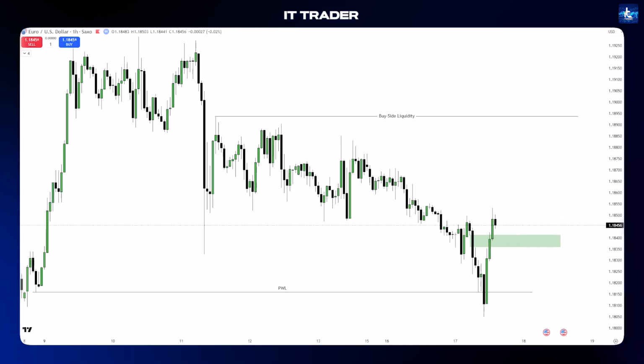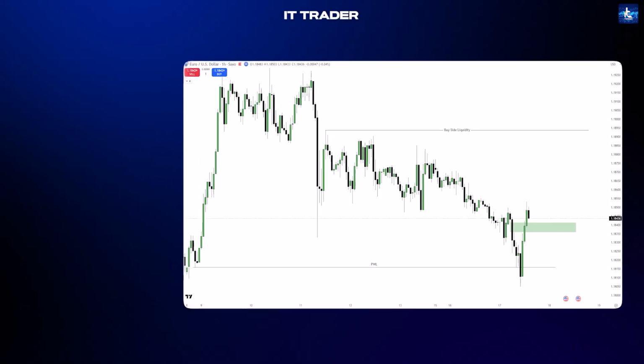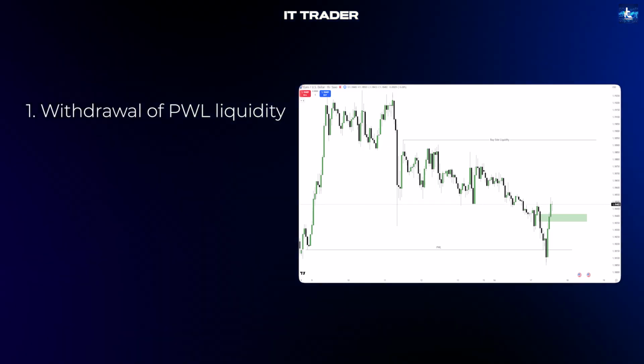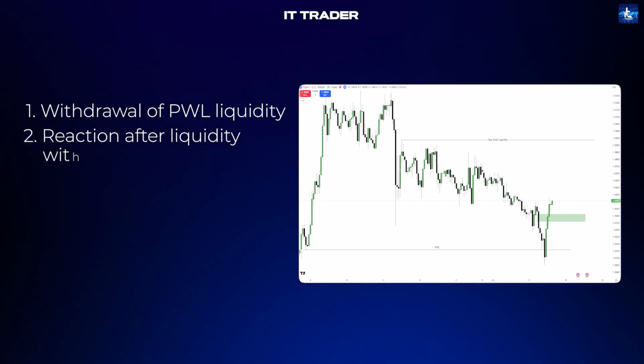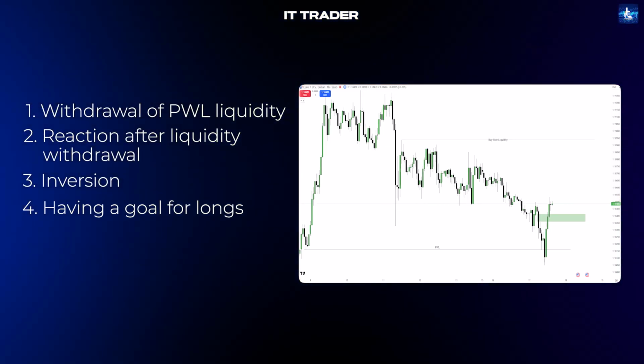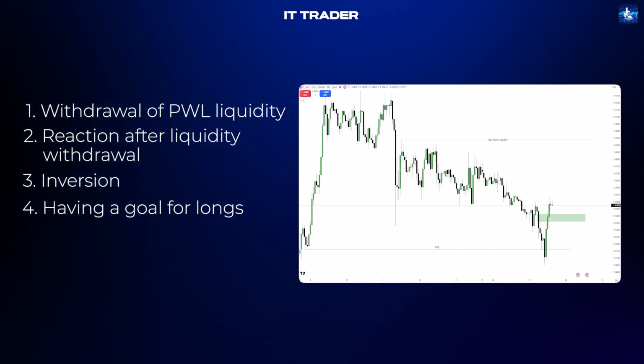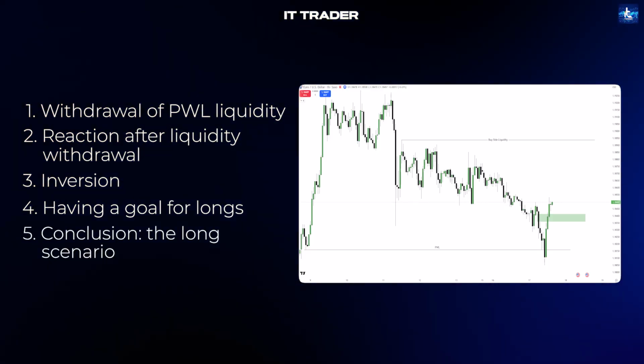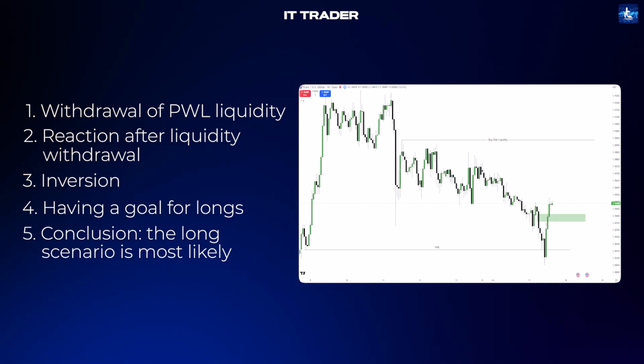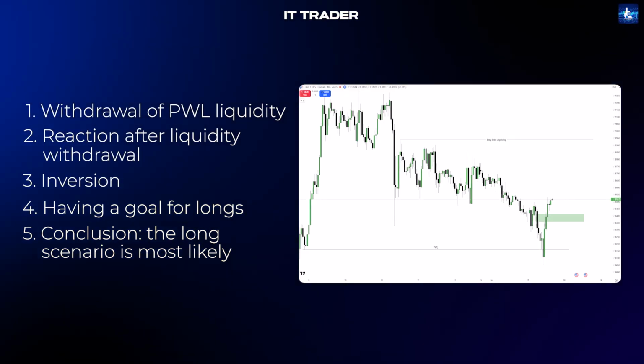If we put all these variables together, the picture looks quite convincing. The withdrawal of a significant liquidity pool, a reaction with the formation of an inversion, and the presence of a potential target for longs in the form of compression. Analyzing only this chart, most traders will likely lean towards looking for longs rather than continuing shorts.